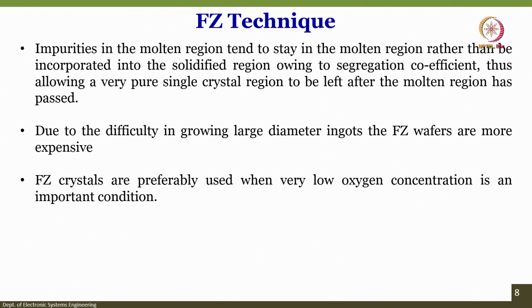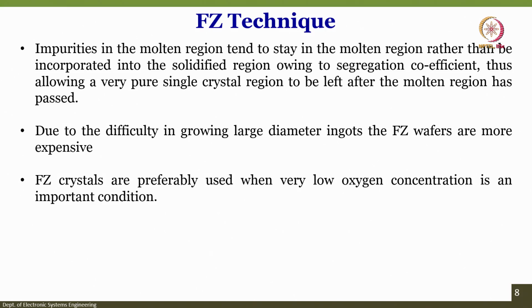So, the impurities in the molten region tend to stay in the molten region rather than be incorporated into the solidified region owing to the segregation coefficients, thus allowing very pure single crystals to be left after the molten region has passed. That is the advantage of the FZ technique, that you will not find contaminations or impurities arising due to the technique. Intentional impurity is different from the one that is because of the technique.